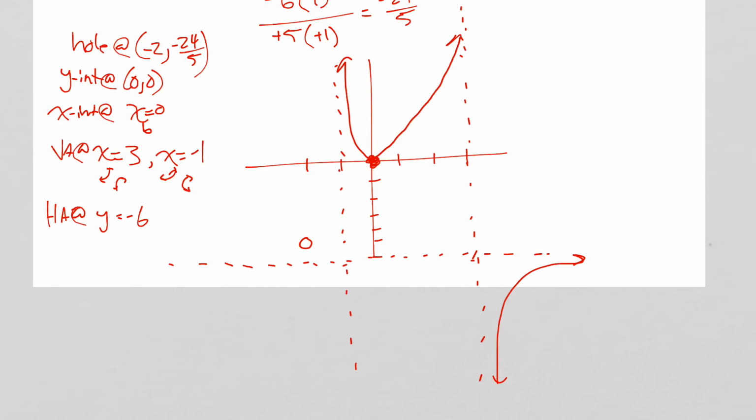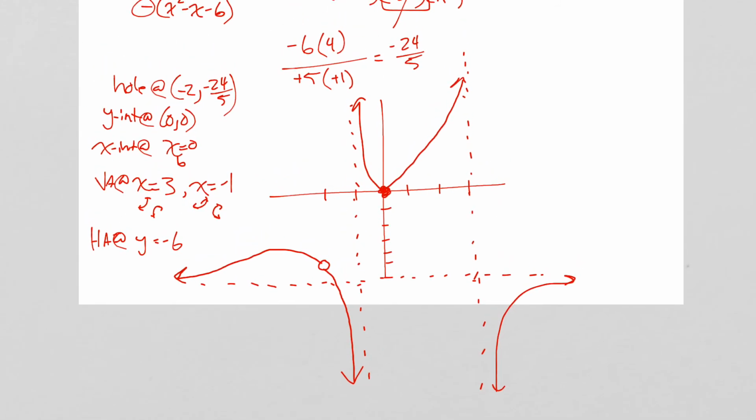And again, my tails are opposites, so I have to start down here to the left and go up, cross that asymptote, hit that hole, and then I'm going to be curving back down to approach that horizontal asymptote, and we're going to call that our graph.